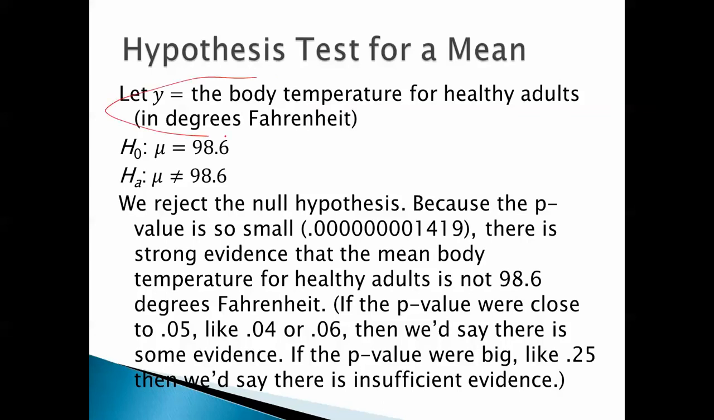So this is what we conclude. There are null and alternative hypotheses. We reject the null hypothesis. Because the p-value is so small, there is strong evidence that the mean body temperature for healthy adults is not 98.6 degrees. Now, if the p-value were close to 0.05, like 0.04 or 0.06, then we'd say there's some evidence. If the p-value were big, like 0.25, then we'd say there is insufficient evidence. But here we can say there is strong evidence.